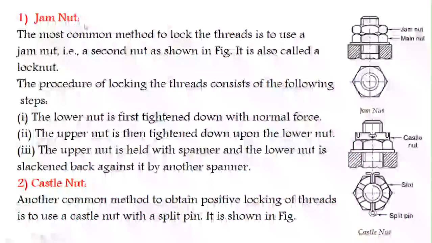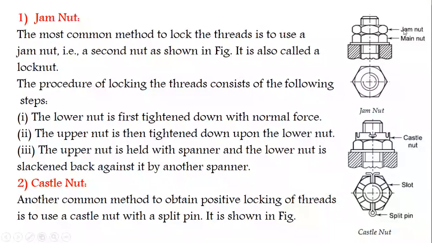The first one is the jam nut. The most common method to lock the threads is to use a jam nut. It is a second nut, as shown in the figure. Here this is the jam nut assembly. The first nut is called the main nut. The second nut is called a jam nut. It is also called a lock nut.